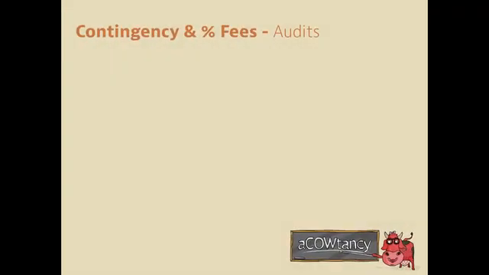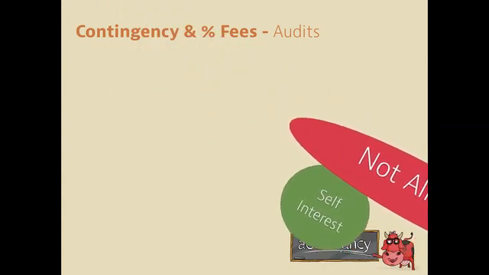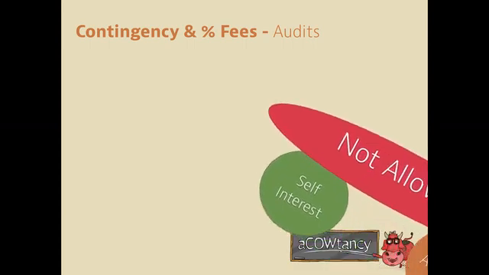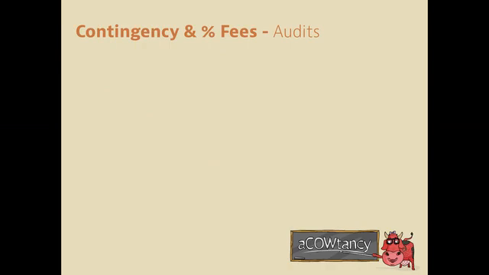So contingency and percentage fees then. We've already talked about this on audits, that basically it isn't allowed because you cannot have a self-interest, which is what it would be if it was a contingency. Then you would make sure that they worked and make sure that it became correct in order for you to get your money. So any contingency when it depends on something else happening, you can't have. And similarly with percentage fees, you can't have those as well for audits.